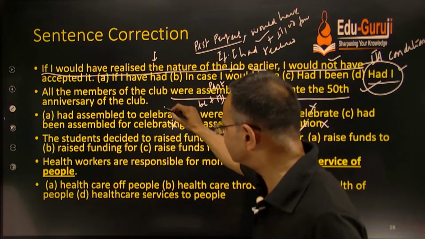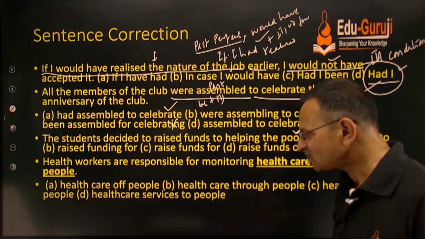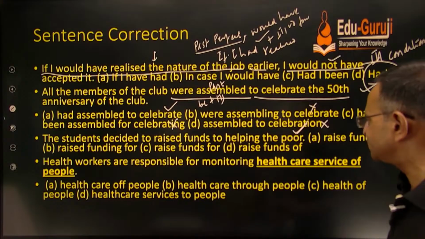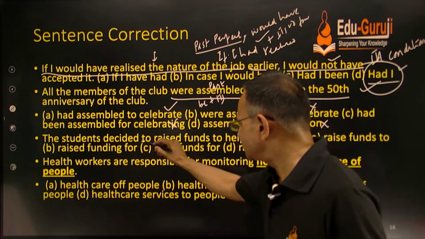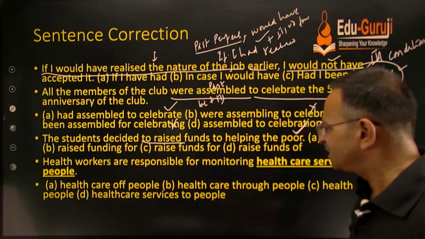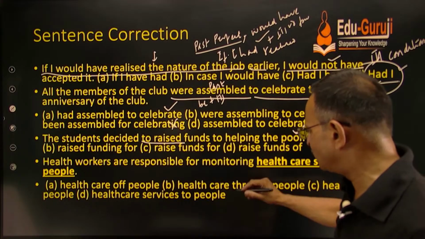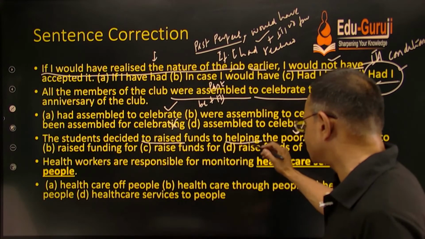So the correct answer would be "had assembled to celebrate." The next is, "The student decided to raise funds to helping the poor." Obviously, the biggest problem here is "to raised," because a to-infinitive is always followed by the first form of the verb. So let's see. Now again you have "helping" also there.